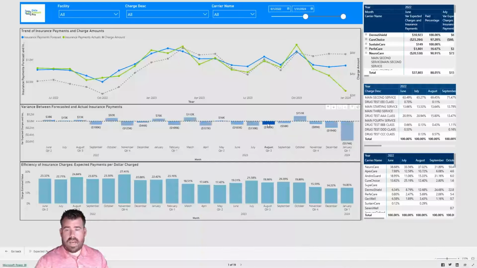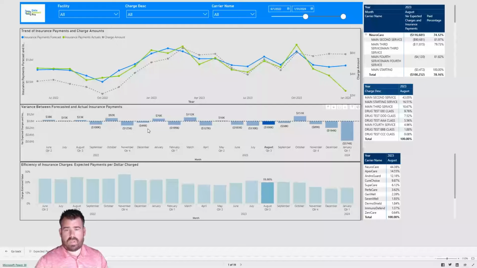And so we can click into that down here, which shows you a trend of that variance over time, and we can see, okay, what does that shake out to be, or what carrier, what service is leading to that. And we see that NeuroCare ends up being the bulk of that variance, and it's their main second service at $90,000 that ends up being the biggest variance within NeuroCare. So right off the bat, if you wanted to say, hey, if August was a little light on collections, here's an opportunity to potentially go chase down $90,000 of revenue by having your team focus on this main second service for NeuroCare, a specific carrier.